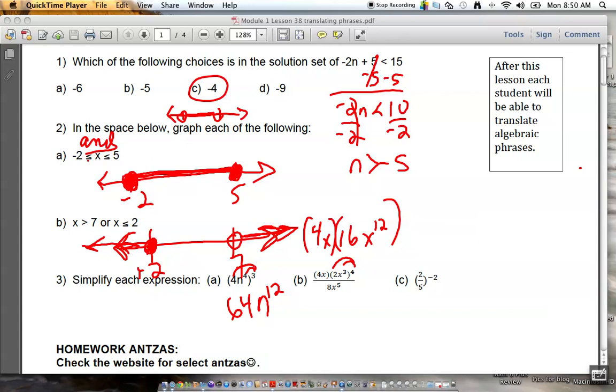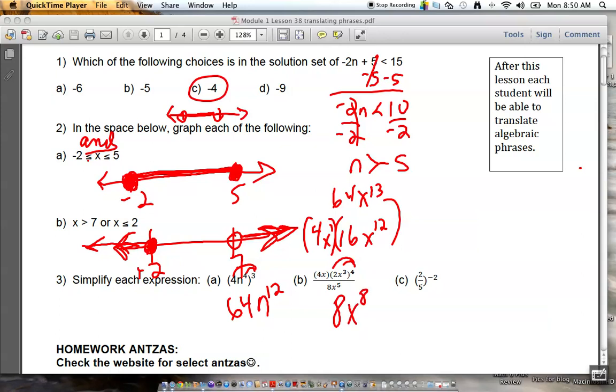Okay. Now, don't forget the 4x in front here. So 4 times 16 is 64. Now I'm going to add the exponents. I get x to the 13th over 8x to the 5th. 64 divided by 8 is 8. Subtract exponents, x to the 8th.